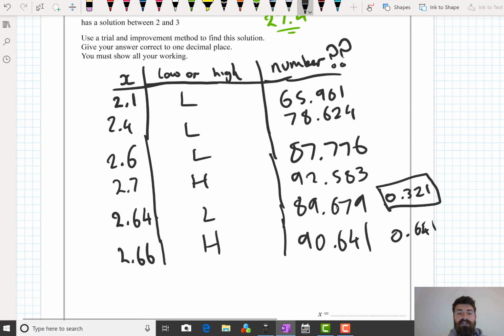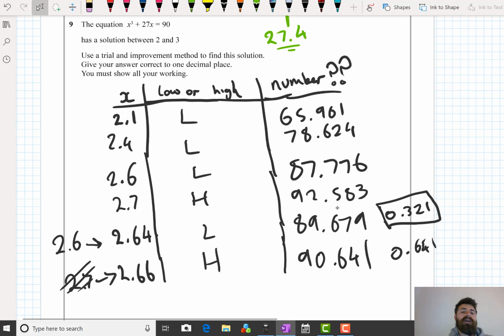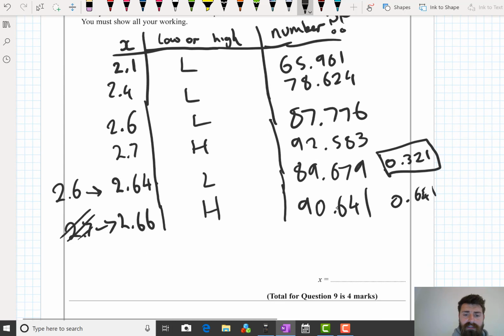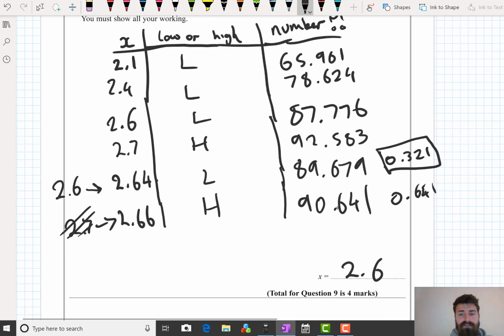Now, if you think about it, this rounded correct to 1 decimal place is actually 2.6, whereas the one below is actually 2.7. So 2.7 is not the correct solution to solving this cubic equation here. It's actually 2.6. That's the one correct to 1 decimal place, which gives you the best approximation to this solution by trial and improvement. So 2.6 should be our solution, correct to 1 decimal place.